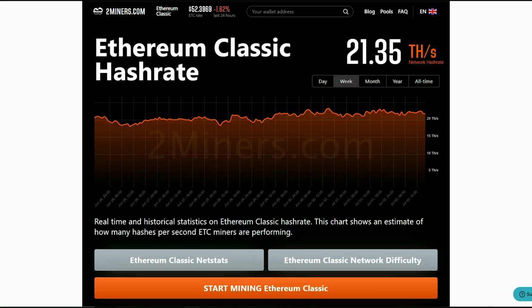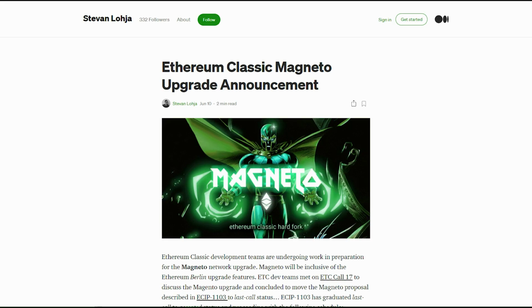Now, on top of this, if you guys don't already know, there is an upgrade coming, the Magneto upgrade, which is set for July 21st, which is only going to increase the network stability and security on the blockchain, as well as reduce gas fees for transactions. Now, that's another thing we have to talk about.